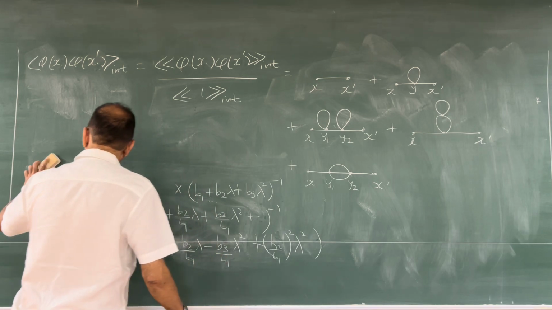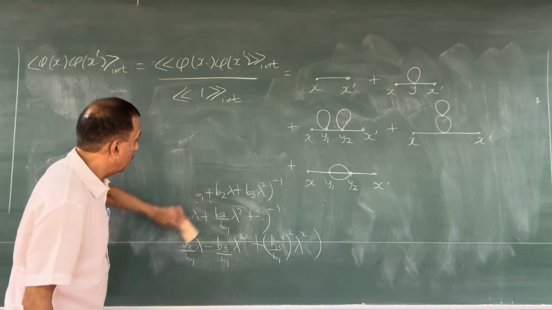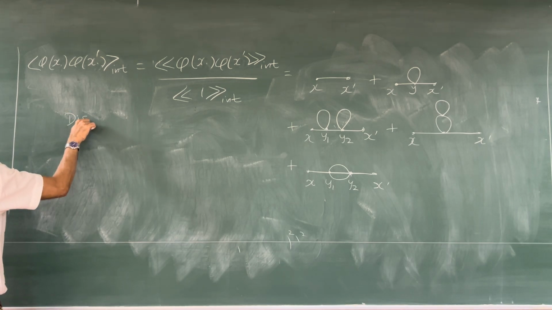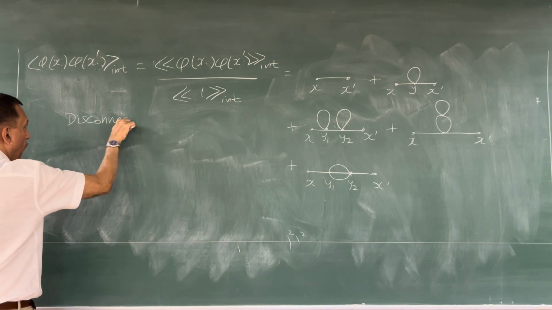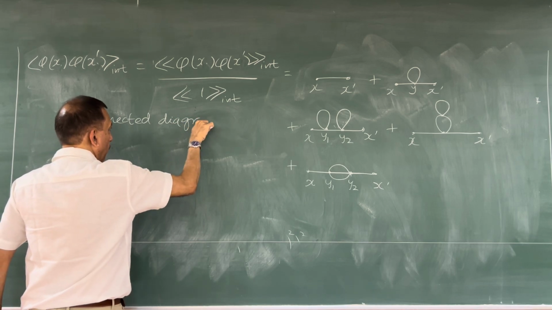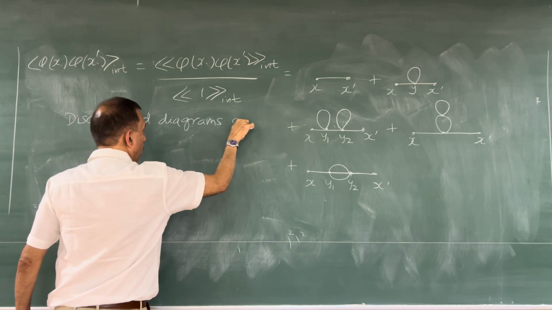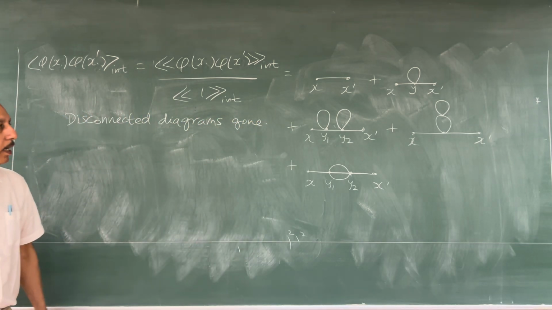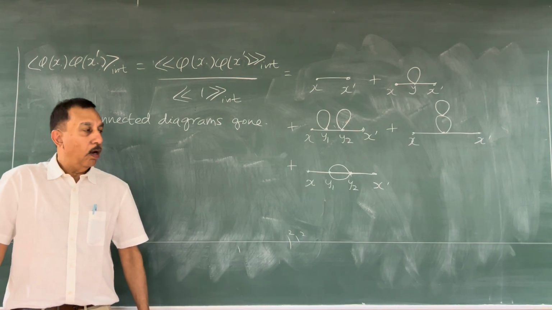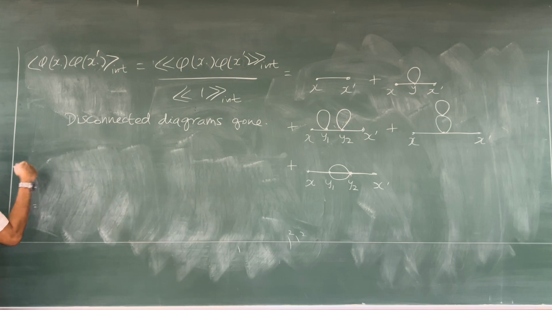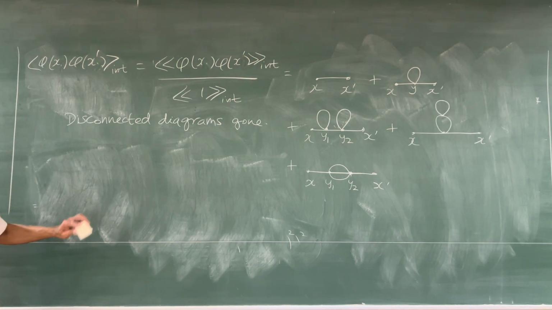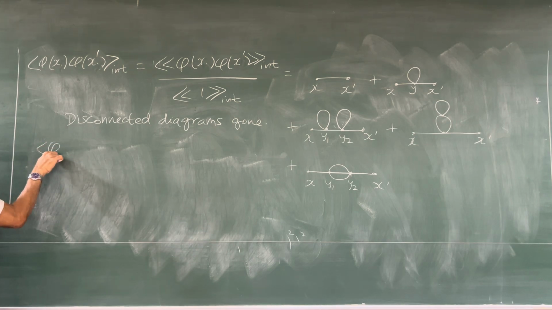Okay, good. So now with all this, we've learnt one thing, which is that disconnected diagrams are gone. Where disconnected means bubbles which don't connect with external lines. Now when we consider 4-point functions, we'll find there's a new type of disconnection which is a little different, and it isn't gone.